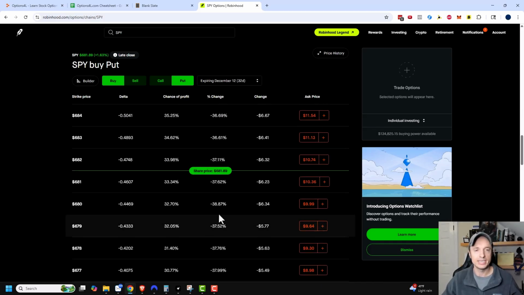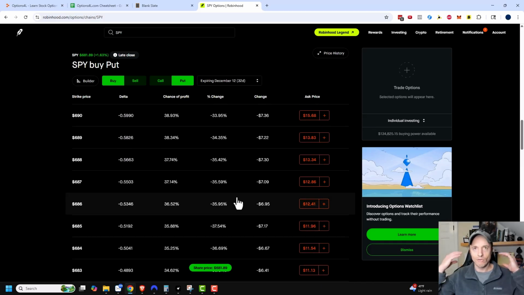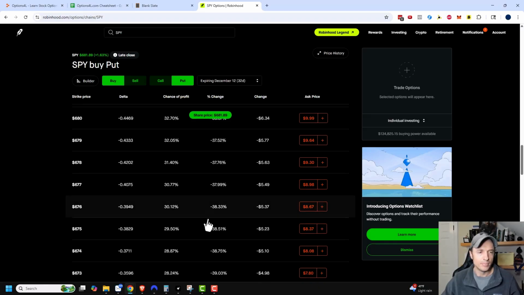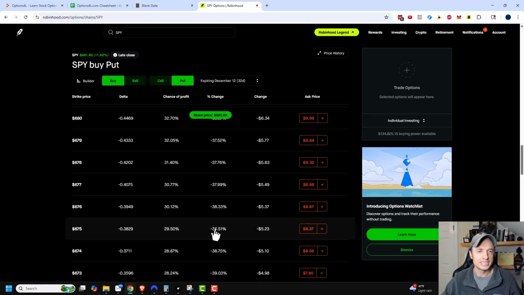And I'm not going to go into great details right here, but it's something to wrap your head around and consider the different pros and cons of where to buy your put options. So let's go here and we'll go to an out of the money put option. So we're thinking that the price of SPY is going to drop a good chunk of change.